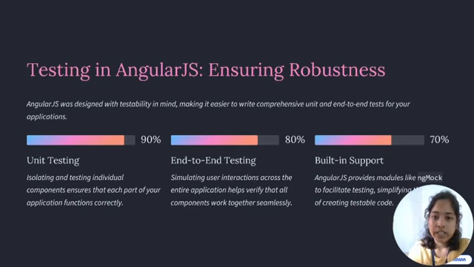Testing in AngularJS, ensuring robustness. AngularJS was designed with testability in mind, making it easy to write comprehensive unit and end-to-end tests for your application. Unit testing isolates and tests individual components, ensuring that each part of your application functions correctly. End-to-end testing simulates user interaction across the entire application and helps verify that all components work together seamlessly. Built-in support: AngularJS provides modules like ngMock to facilitate testing, simplifying the creation of testable code.